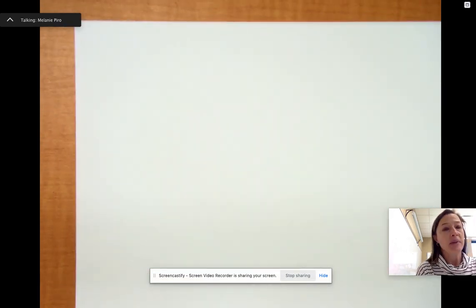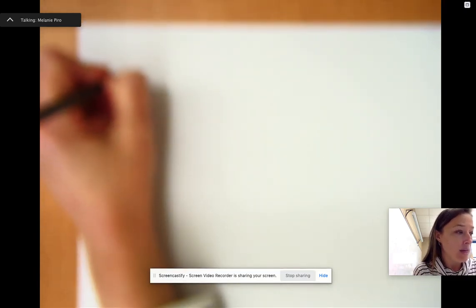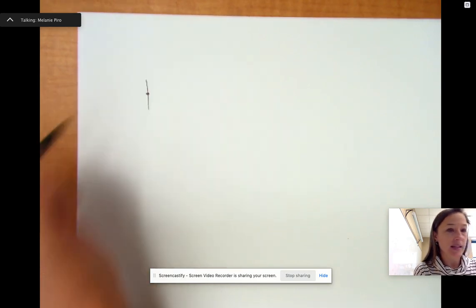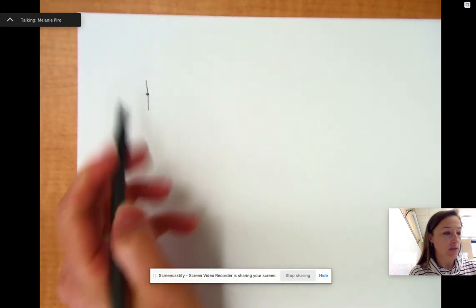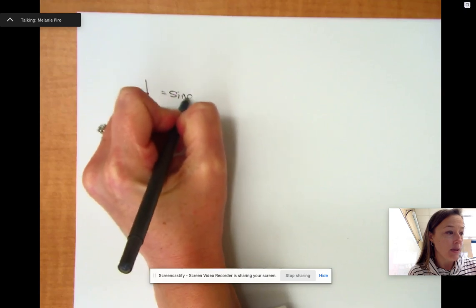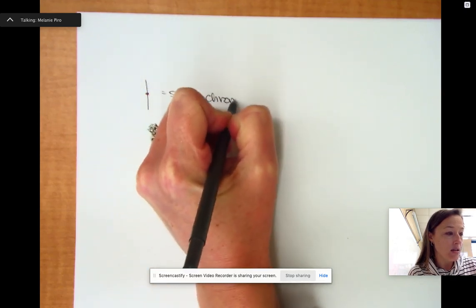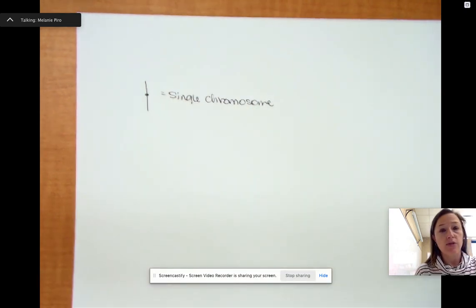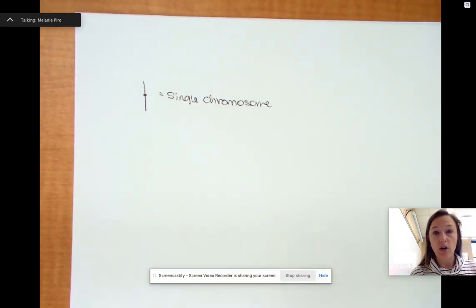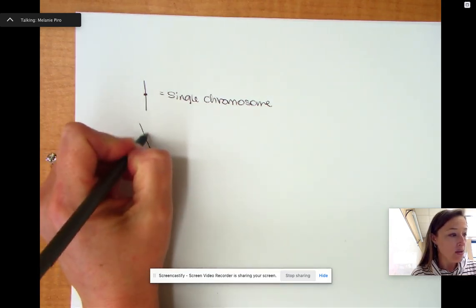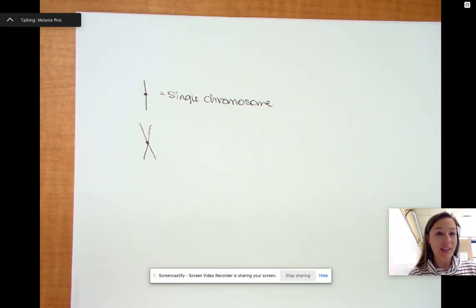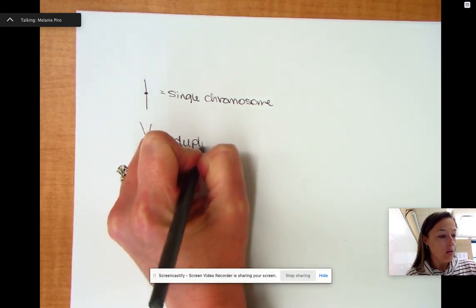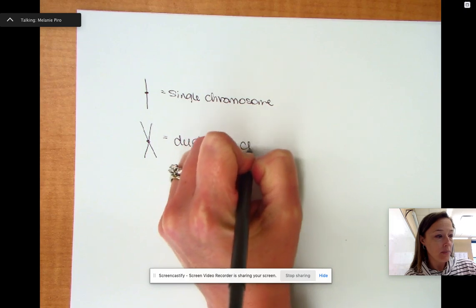All right, so let's say in G1, you have 46 of these. You have 23 from dad, 23 from mom. That is a single chromosome. When it is in that state, it's considered a single chromosome. Then it goes through the S phase where the chromosomes are duplicated. All 46 of your chromosomes are duplicated, and then you end up with 46 of these. So now instead of a single chromosome, you have what's called a double or duplicated chromosome.